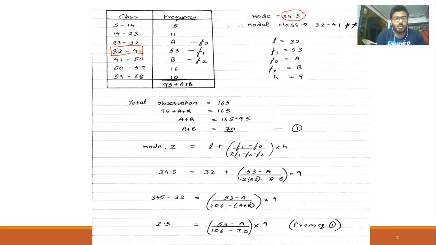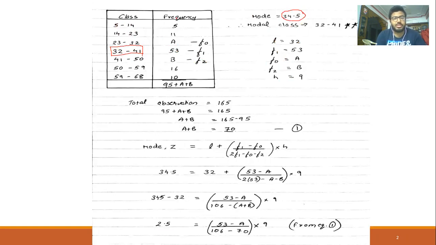The lower limit of the modal class is your L value, that is 32. The value in front of the modal class is F1, the one above it is F0, and the one below it is F2. You know the basic rule of that. So we have L, F1, F0, F2, and H. H you can see: 14 minus 5 is 9, 23 minus 14 is 9. So 9 is the H value.